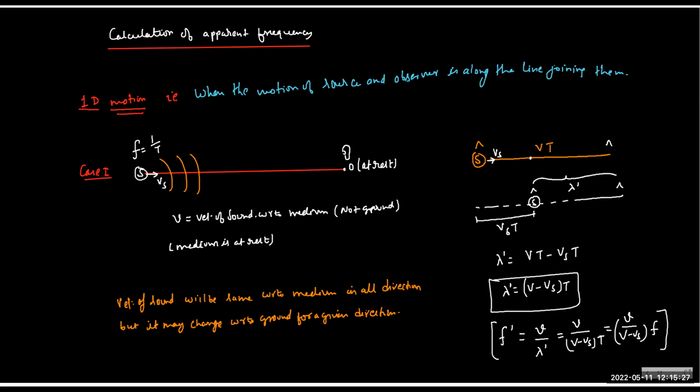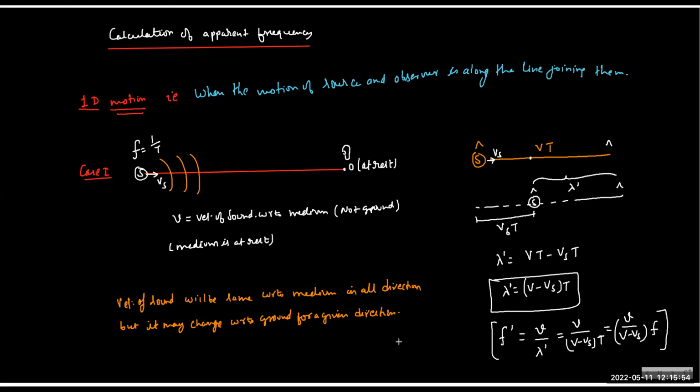So what is the apparent frequency observed by the listener? The answer is V upon V minus Vs. Now V is the velocity of sound and Vs is the velocity of source. Is this clear? Yes.